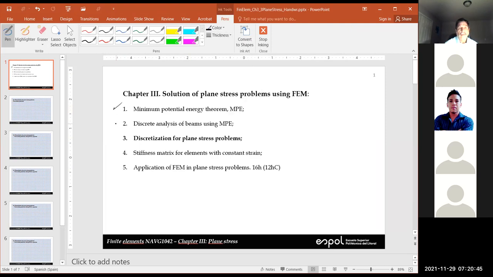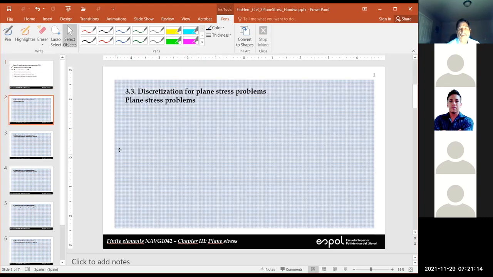done, and these two. Okay, so we used minimum potential energy to deduce the bar stiffness matrix. Then we used minimum potential energy to obtain equivalent forces in the case of beam problems. Now we will go on with the plane stress problems, okay? Okay, so plane stress problems.